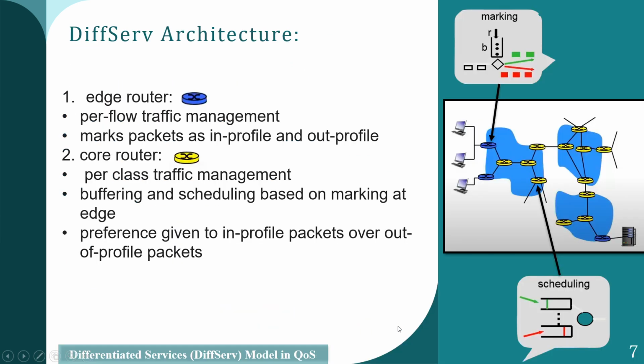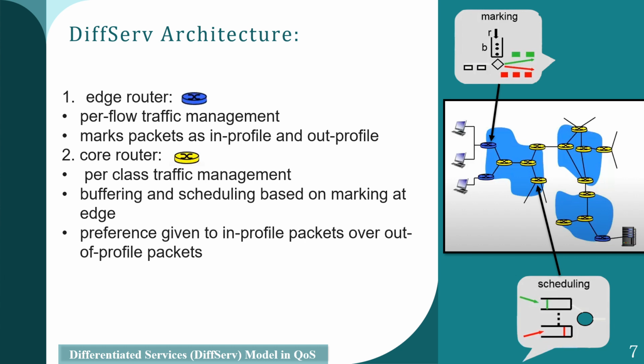Then we will go to the DiffServ architecture. In the DiffServ architecture, there are two kinds of routers, edge routers and core routers. The blue ones are the edge routers, and the yellow ones are the core routers. In the edge router, per-flow traffic management happens. It marks packets as in-profile and out-of-profile. In core routers, per-class traffic management happens, with buffering and scheduling based on the marking at the edge. Preference is given to in-profile packets over out-of-profile packets.